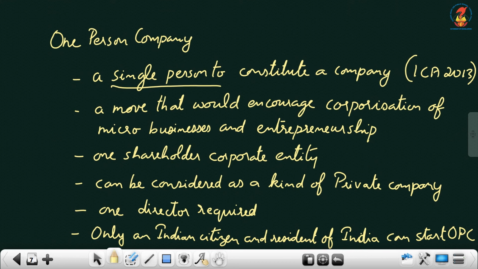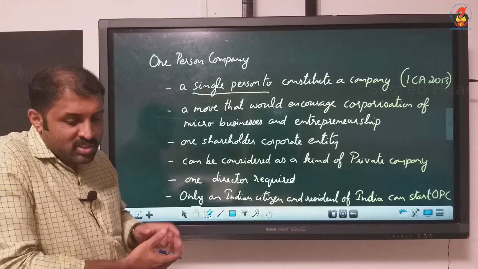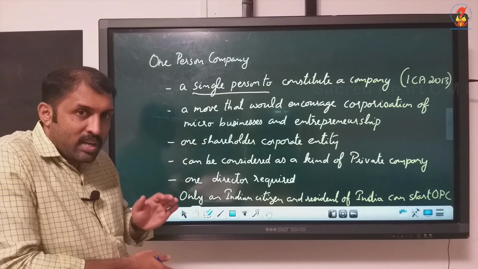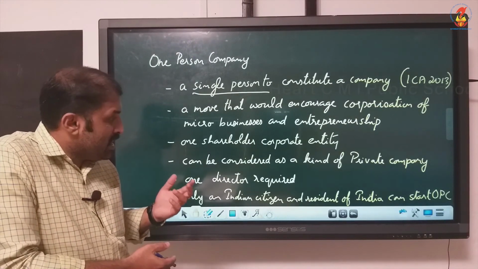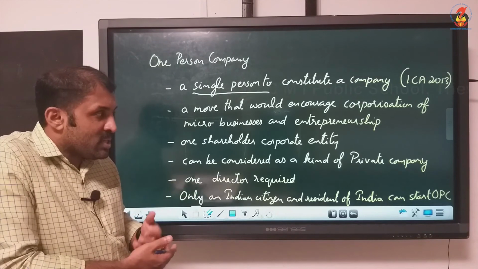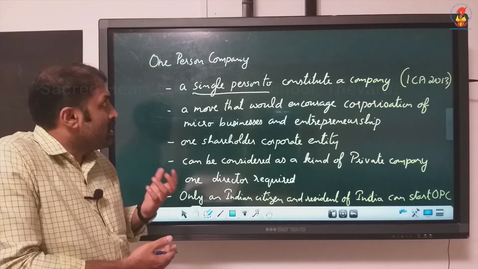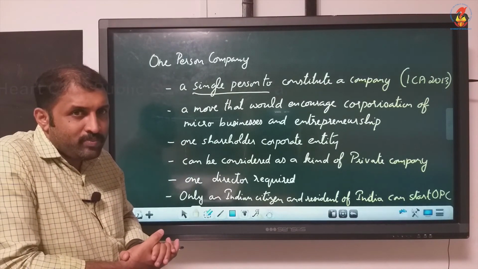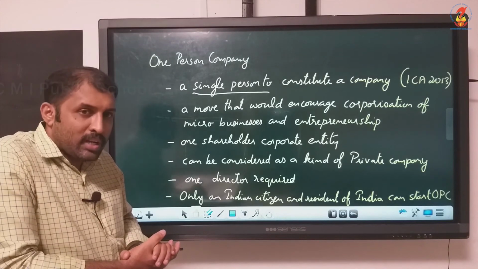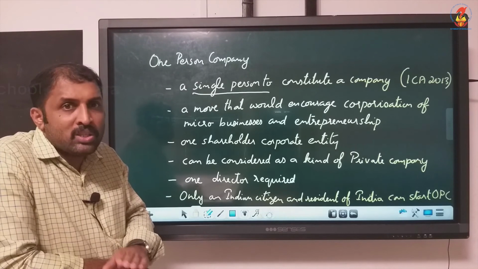And who can start this is any Indian citizen and resident of India, a minimum of 183 days. They have to stay in India a minimum of 183 days. So any Indian citizen and resident of India can start a one person company. So these are the classifications of joint stock company. And with this, we come to the end of the chapter.